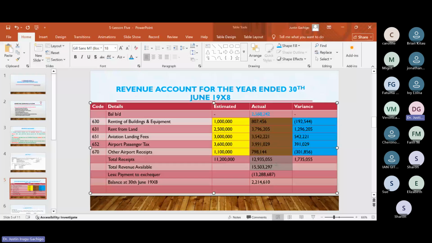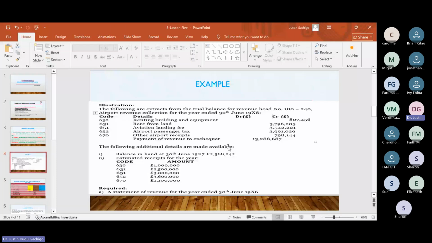Then there's this amount here that you are told that payment of revenue to exchequer. So there's an amount that has been paid to the exchequer. Yeah. So remember the exchequer.